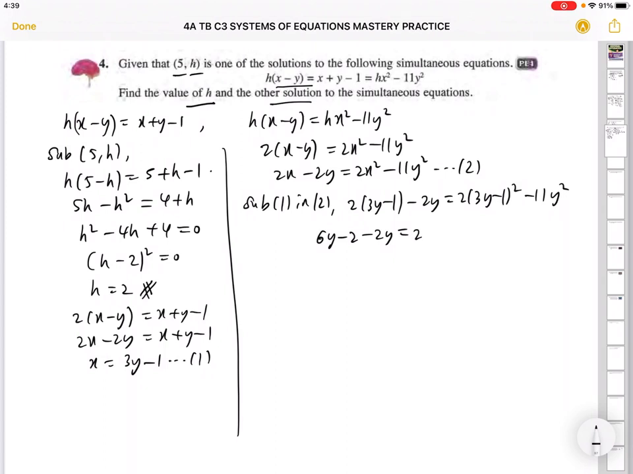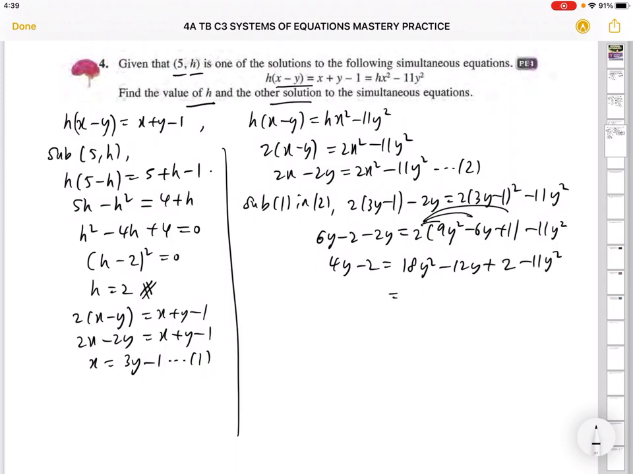This will be 9y squared minus 6y plus 1 minus 11y squared. You get better as you do more. You'll be able to calculate mentally faster. But if you find it a bit hard to calculate mentally, like some of you can't do mental arithmetic so much, you want to use the calculator, go ahead.